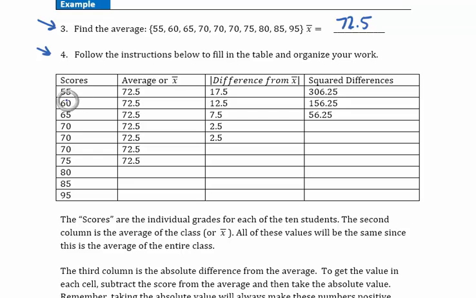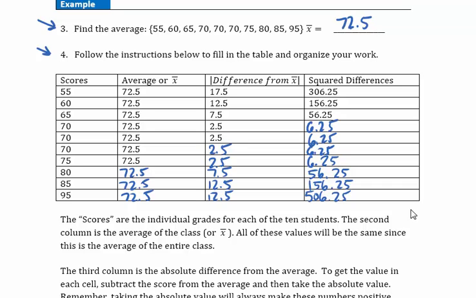And again, the next student that scored 60 was 12.5 away from the average. Square it, we get this. So why don't you go ahead now and pause your video player and complete these calculations here. And when you're done, hit play. See how you did. Okay, so let's take a look at some of the solutions we got down here.